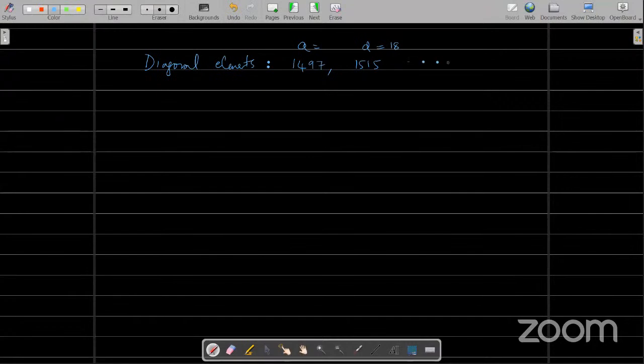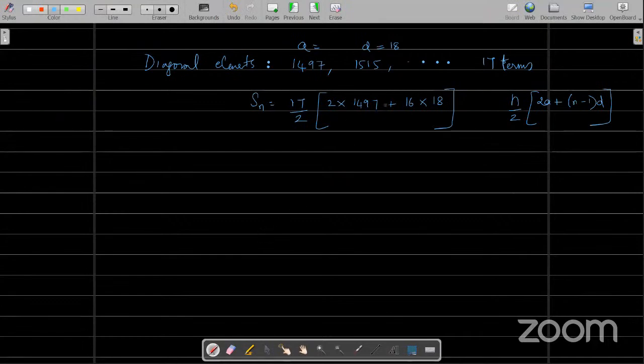So how many terms are there in this sequence? 17, right? 17 terms are there. So now write down S_n equal to 17 by 2 into 2 times 1497 plus 17 minus 1, which is 16, into common difference, which is 18. Remember, I'm using the formula n by 2 into 2a plus n minus 1 into d.